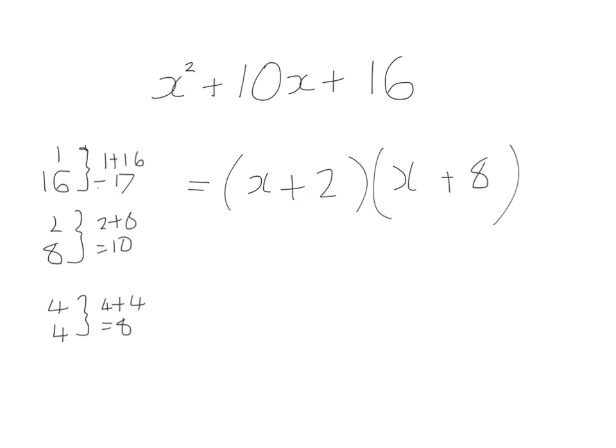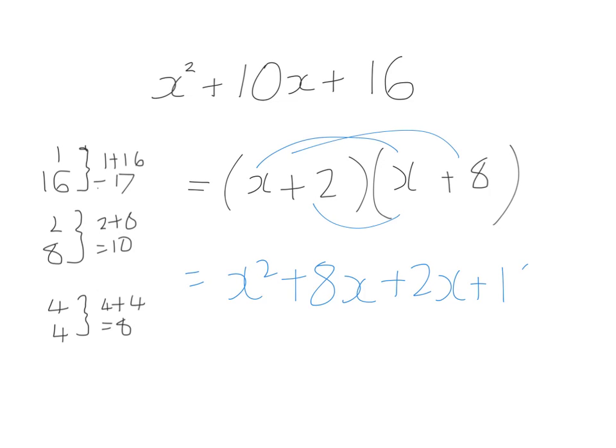You can check if you've done this correctly. If you were to multiply out your brackets, you get x squared plus 8x plus 2x plus 16, which would simplify to x squared plus 10x plus 16. If your answer is the same as the question, you've factorised it properly.